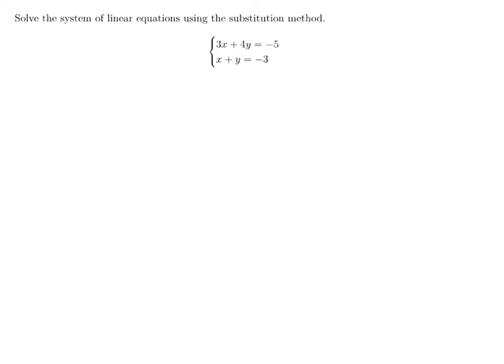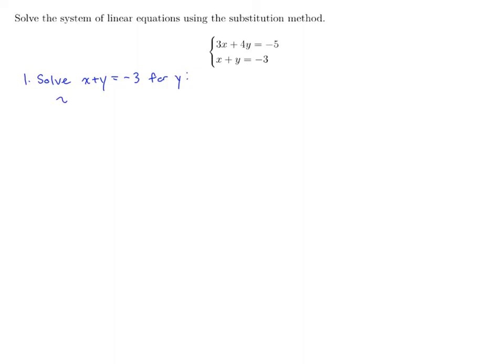As we look at these two equations, we want to determine which variable would be the easiest to solve for. In that first equation, 3x plus 4y equals negative 5, it would take quite a bit of algebra to solve for either x or y. But in the second equation, solving for x or y would be pretty simple. So we'll take equation 2, and we will solve for either x or y. Here I'm going to choose y. I could also choose x just as easily, though. So the first thing I'm going to do is solve x plus y equals negative 3 for y.